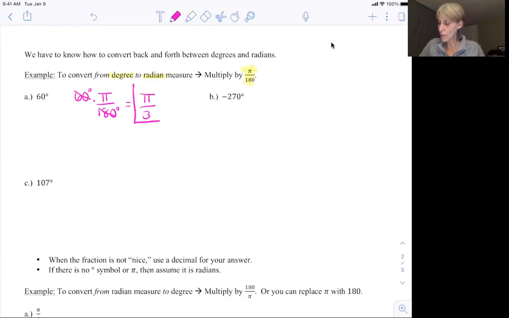Now we could also represent this as a decimal. That's the tricky part. We're not going to talk about it just yet. But pi over 3 is really 3.14 divided by 3.